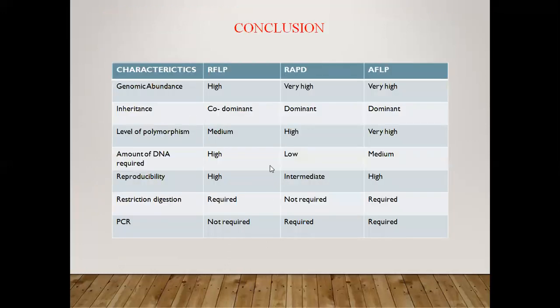So finally, the conclusion. I have just kept a chart which distinguishes all these three. Inheritance is co-dominant only in RFLP, but dominant in both RAPD and AFLP. Reproducibility is high in RFLP and AFLP. Restriction digestion is required in RFLP and also in AFLP, and the amount of DNA required is high in RFLP, but low in RAPD. So this much about the conclusion.